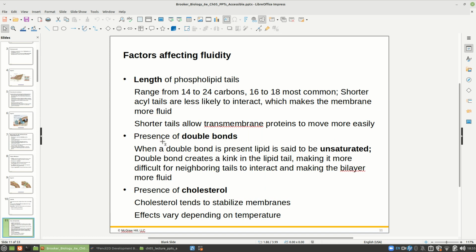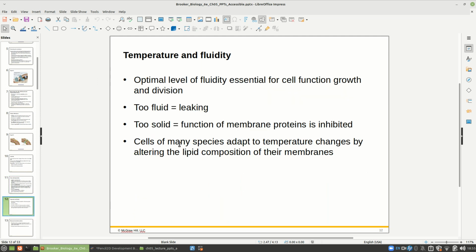Alright, so the length of the phospholipid tails. The length of the tails, they do affect the fluidity also. Double bonds, and of course the presence of cholesterol. So in general know these three things: the length of the tail, the double bonds, and the cholesterol. Temperature also affects it. That's one reason why you might want more or less cholesterol.